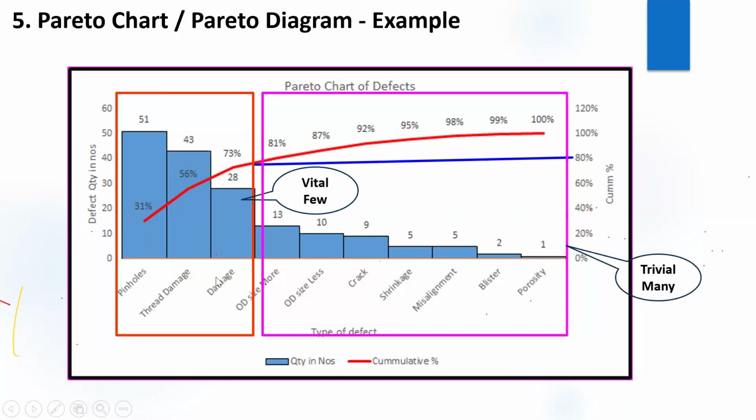Let me tell you, sometimes it may be 70-30, not exactly 80-20. So the thumb rule is 80-20, but it may be 70-30 as well. It need not be 80-20 always, correct?